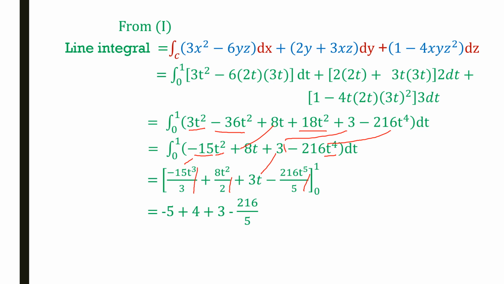8 upon 2 is there. Okay, so 8 upon 2 plus 3 into 1 is there, and minus 216 upon 5 is there. Got it? Okay, and if we solve this, what I get is minus 206 by 5. Okay, so this is the answer of this. You can solve this with the help of a calculator also, or without a calculator also. It is very simple. LCM is 5, and multiply by 5 to all this stuff and subtract them, isn't it?